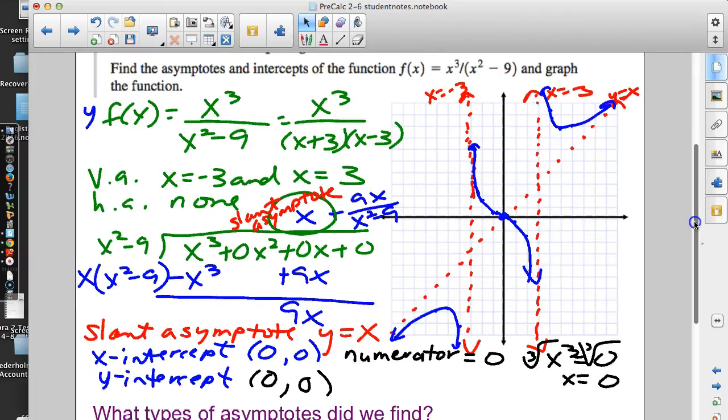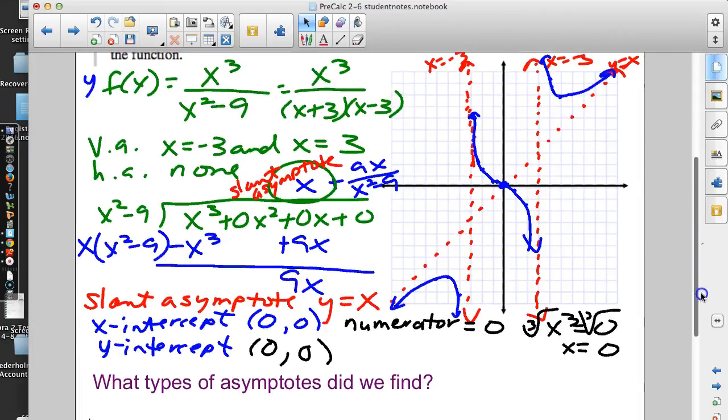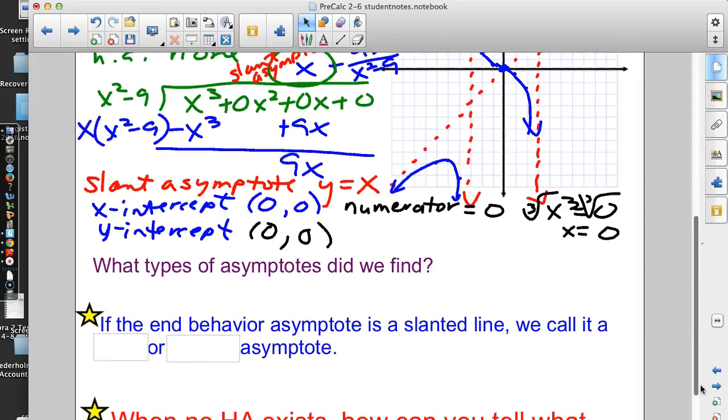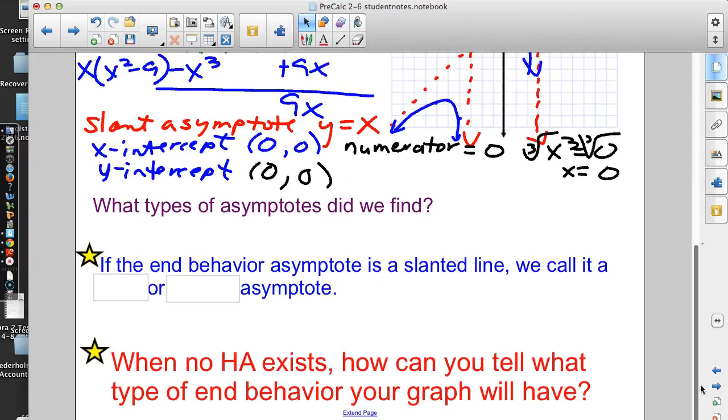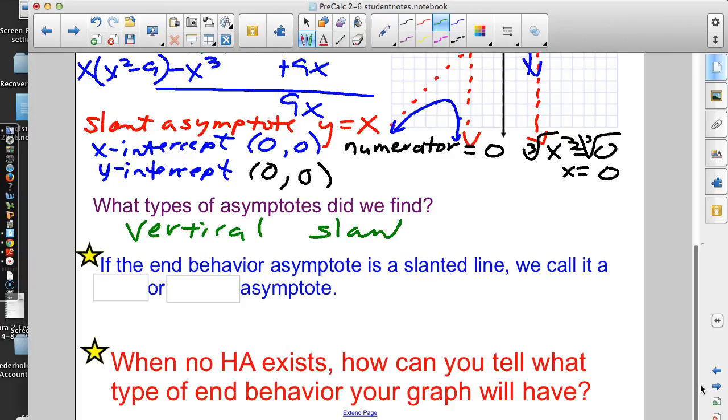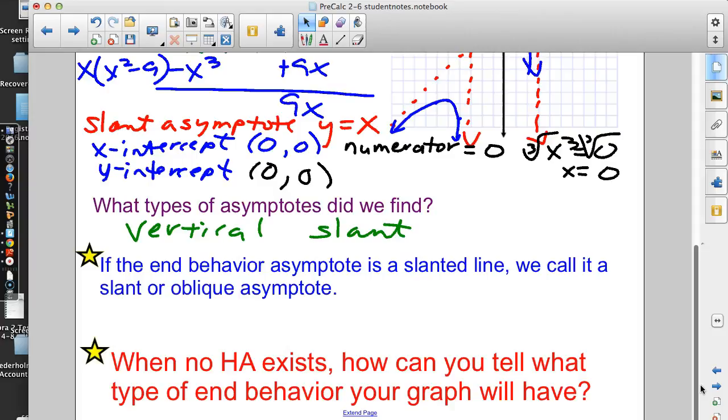So, did we do everything? Find the asymptotes and the intercepts and graph the function. Got it all. So, for this particular one, what type of asymptotes did we have? We did have vertical. Vertical and slant. And if the end behavior asymptote is a slanted line, we call it a slant, or some books will call it an oblique asymptote. Oblique just meaning that it's not perfect. Oblique technically means like it's off, and that's what's happening here. It's not perfectly horizontal. It's not perfectly vertical.